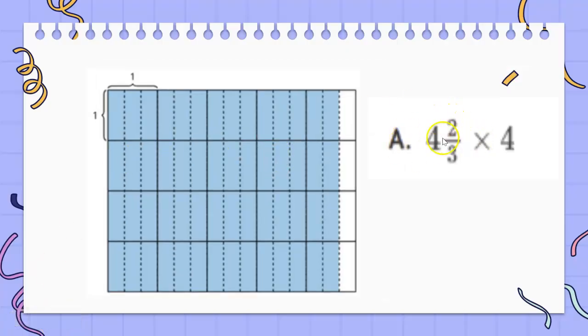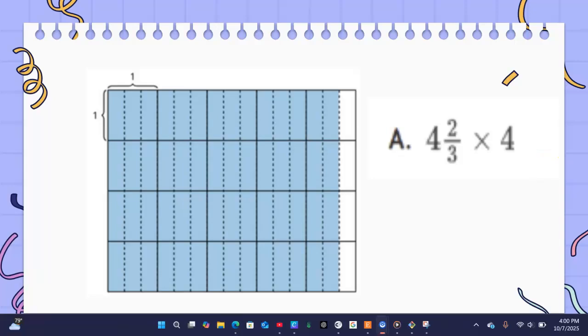Next one, how do we see 4 and 2/3 times 4? Well, again, we have 4 rows right here. 1, 2, 3, 4, 4 rows. And how do we see 4 and 2/3? Well, this would be columns. We have 1, 2, let me change my color. 1, 2, 3, 4, and 2/3 right here. So I could label up here as 4 and 2/3.